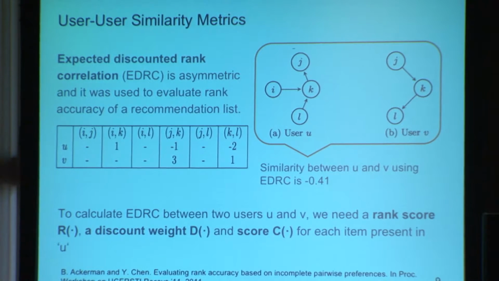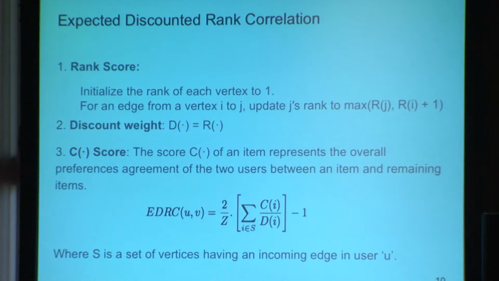I'll explain in the next slide how you calculate. But before that, again, using EDRC, we get a negative similarity, which is apt in this case again. So in order to calculate the rank score, we take the user graph, initialize each vertex with 1, and update by traversing the graph. And you make a linear discount assignment.